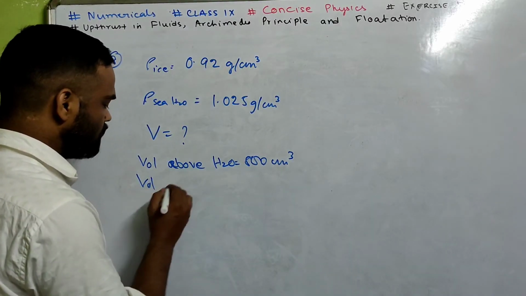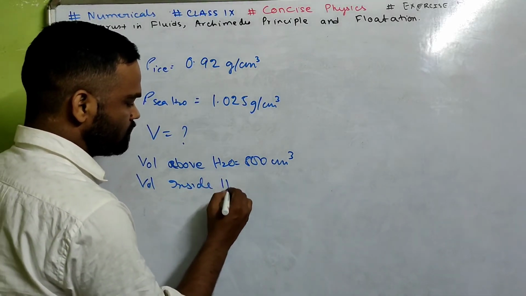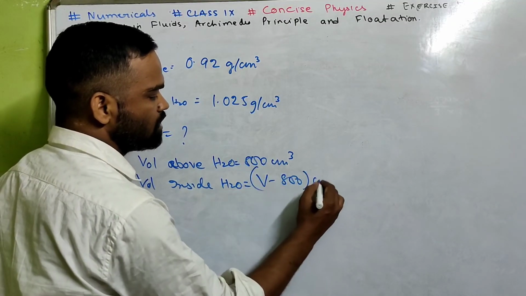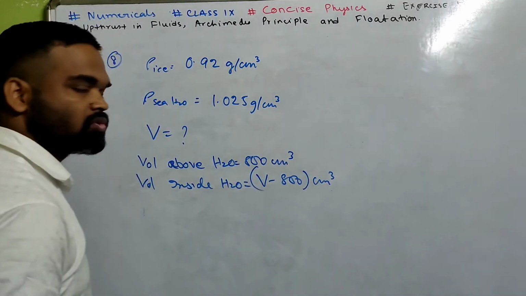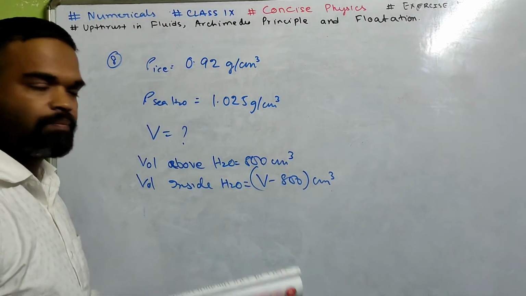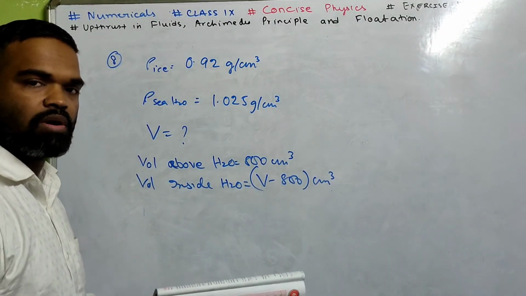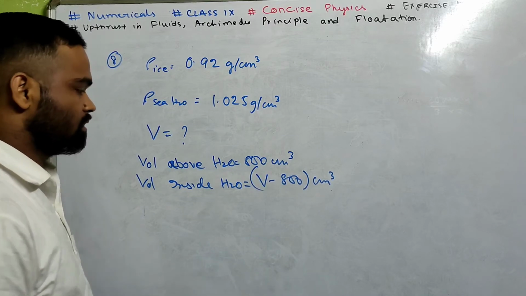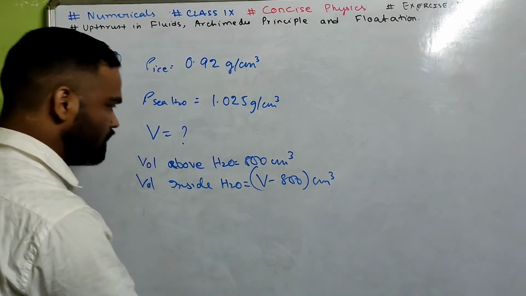So volume inside water will be capital V minus 800. That's quite logical. Total volume minus volume outside water. So this much is immersed in water. Yes or no? Find the total volume of the iceberg. They want capital V only.